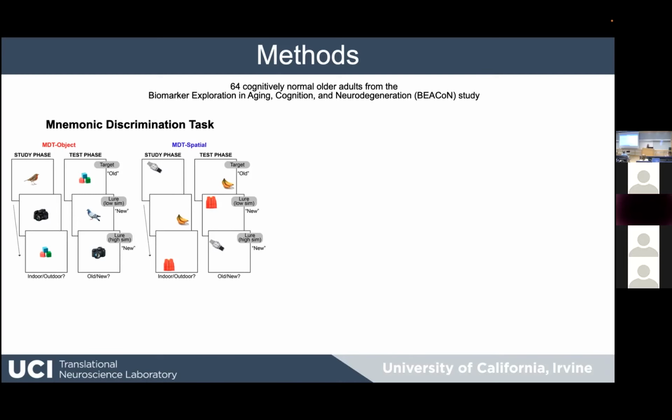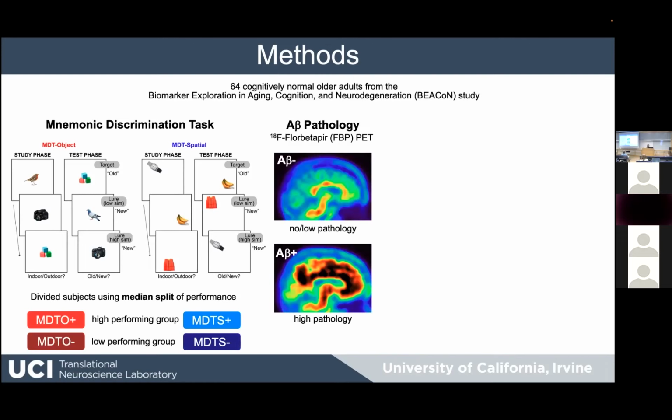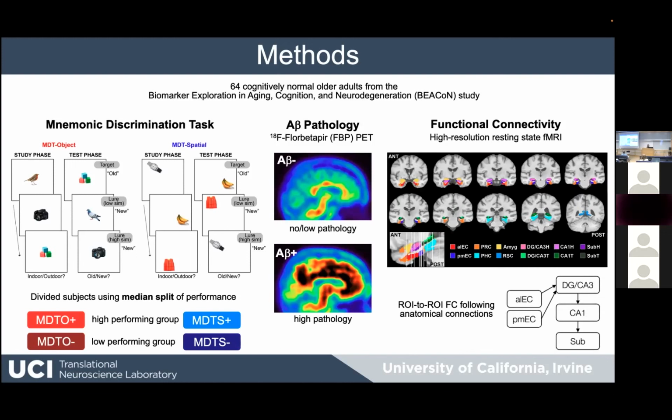Based on performance on this task, we divided older adults into a high performing group and a low performing group in each domain. Older adults also received amyloid PET, and we classified them as either amyloid negative or amyloid positive based on global SUVR uptake. Finally, we performed high resolution resting state functional connectivity, and using a study specific template measured ROI to ROI functional connectivity between entorhinal subregions and hippocampal subfields. And we focused here on connections between regions with no anatomical connectivity.